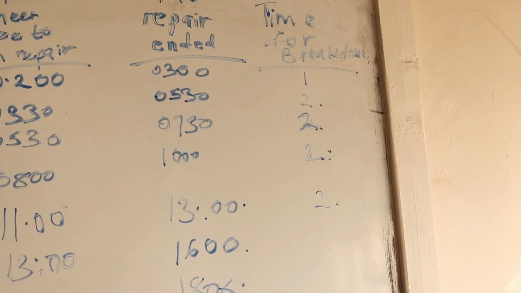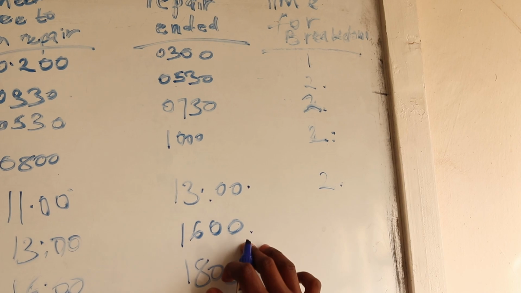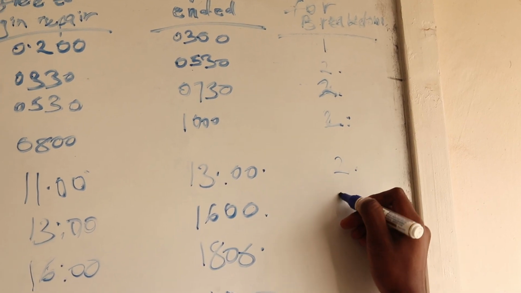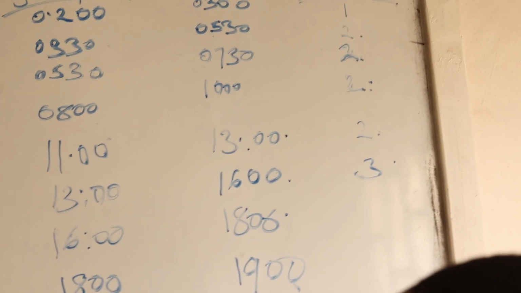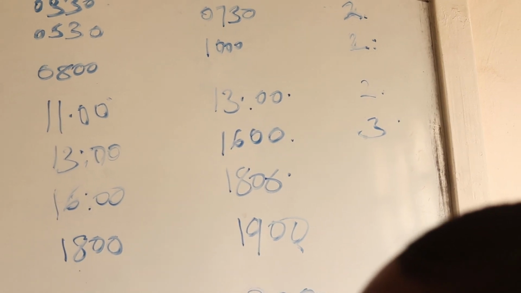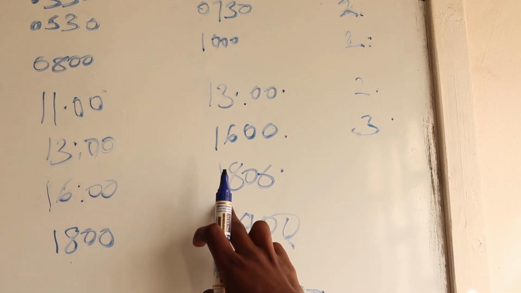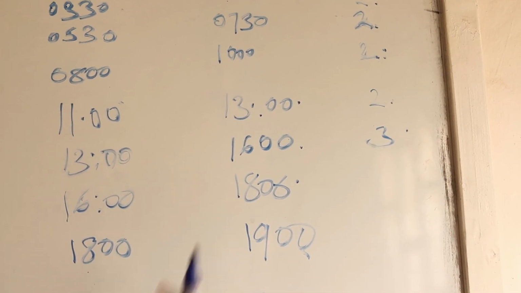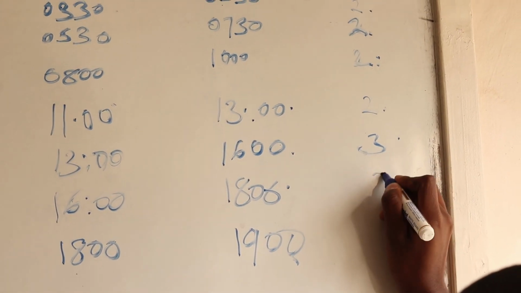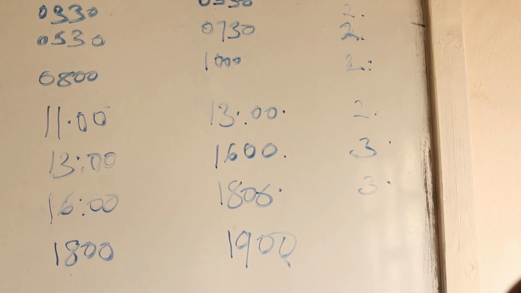Then the other machine broke down at 13:00 and the repair ended at 16:00, so it took 3 hours. And then the other machine broke down at 15:00 hours and the repair ended at 18:00 hours, so it took a total of 3 hours to repair that machine.